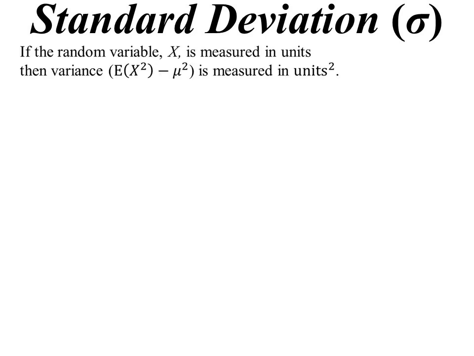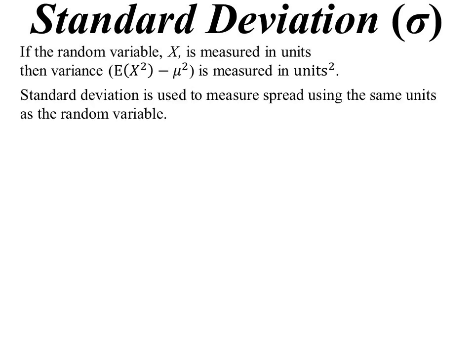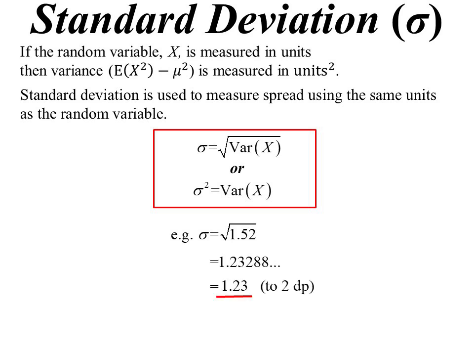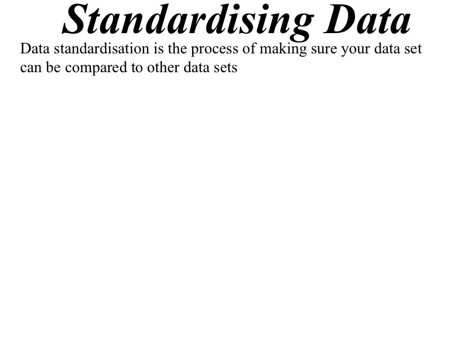Which then brings up standard deviation. Well, we've now squared our deviation, and so the units for that are units squared. But if I want to use that to talk about my data, I want it in the same units as the data. And that's what standard deviation is. All we do is find the square root of the variance, and that brings it back to the units we want. Or another way of saying that, and we often see this symbol for variance, is that the standard deviation squared is the variance. So in our example, the square root of 1.52, the standard deviation, would be 1.23. Standardising data itself allows us to compare one set of data to another set of data, and we do it a lot.